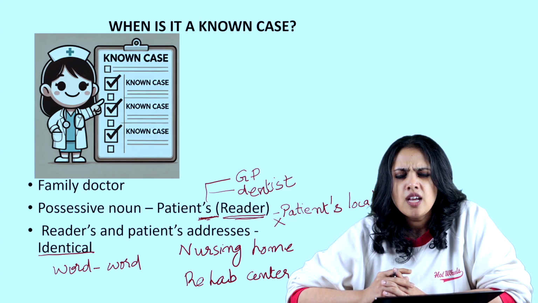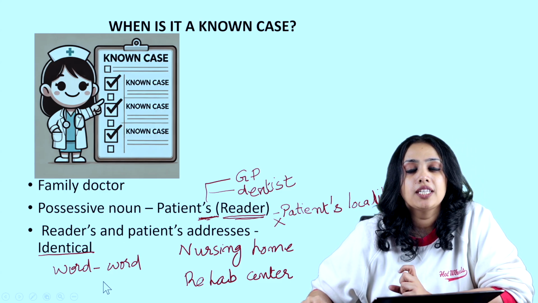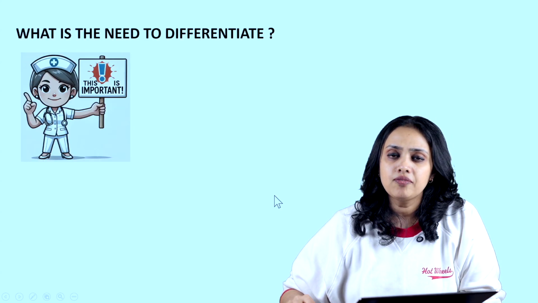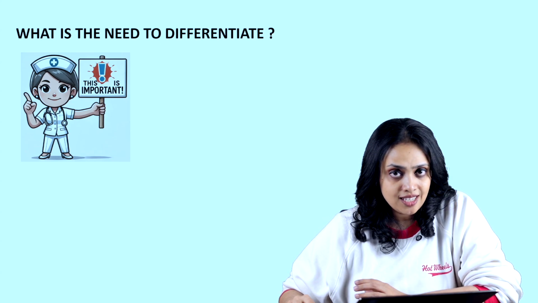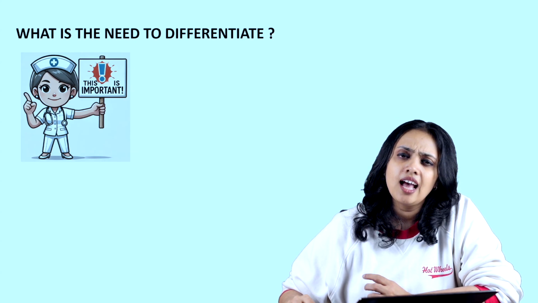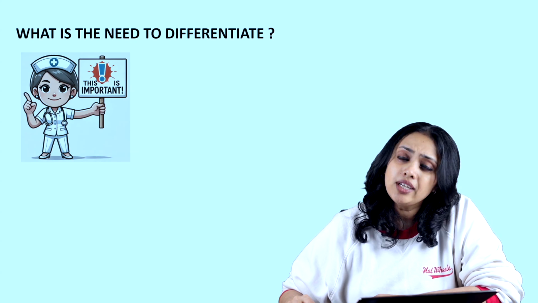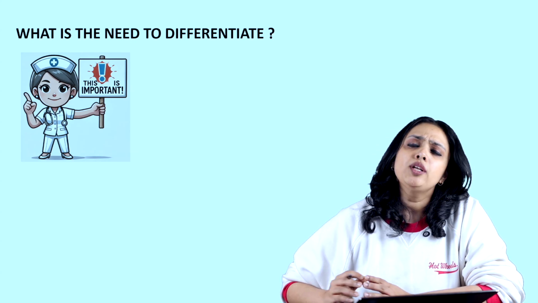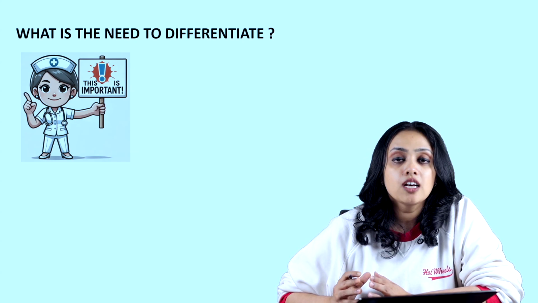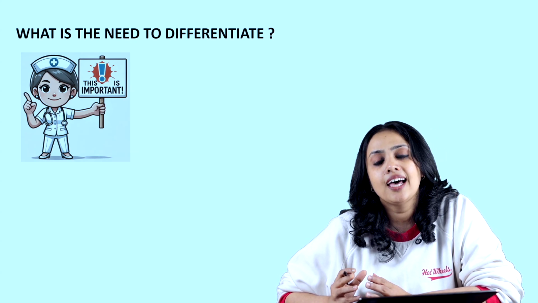Now, let's try to understand the importance of differentiating between a known case and unknown case. How does this reflect in our letter writing? Now that we have understood what a known case and unknown case is and how to identify them, we also need to understand the significance of differentiating between them. How does it actually affect our letter? We know that our letter is assessed based on assessment criteria. We have six of them: purpose, content, conciseness and clarity, organization and layout, genre and style, and language.